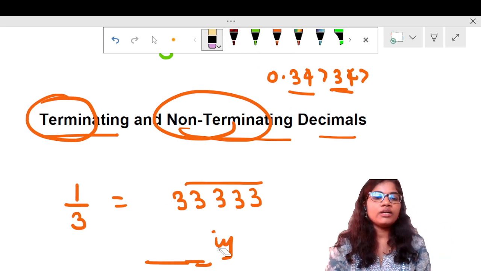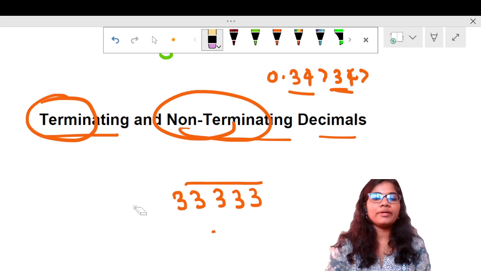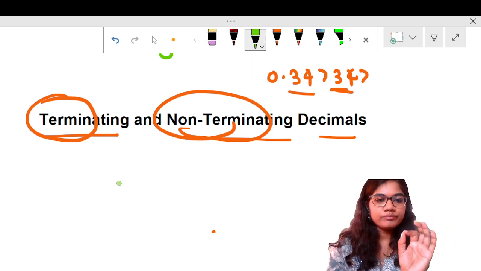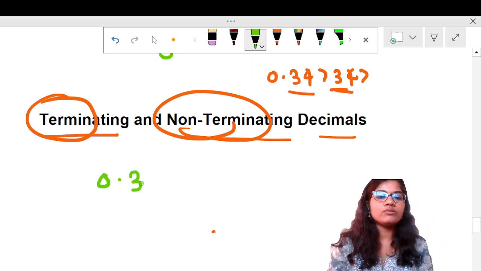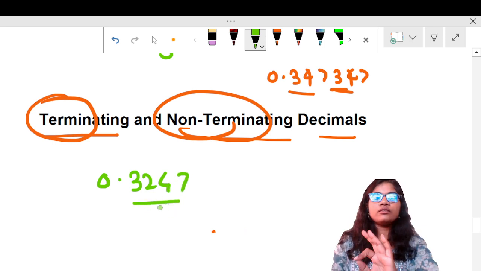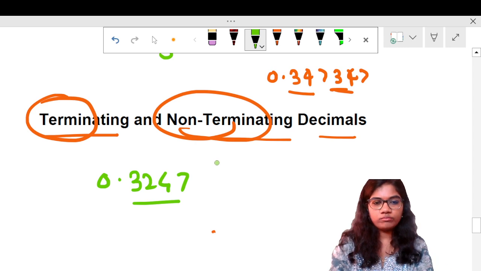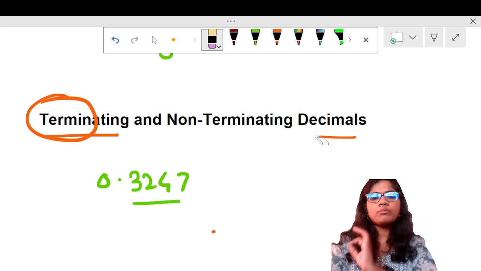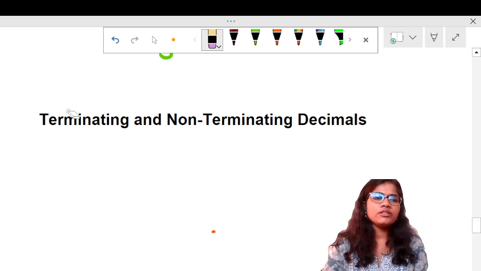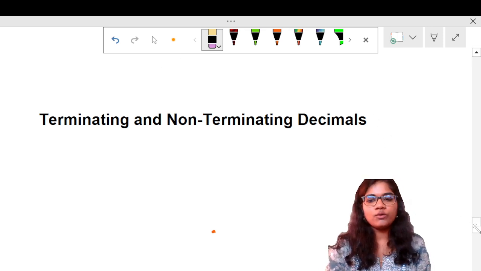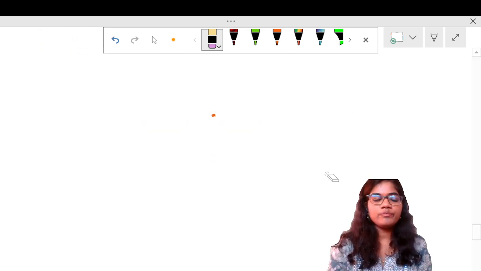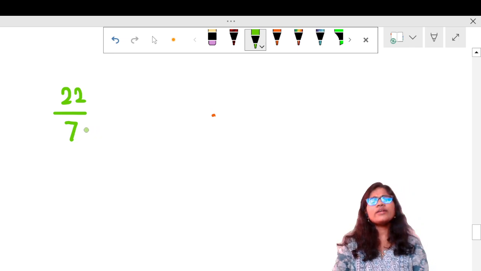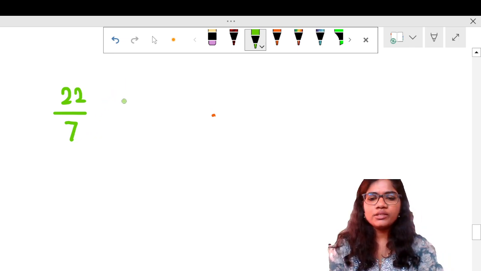And if any decimal is not repeating, that decimal is called a non-repeating decimal. But guys, we learned about rational numbers, right? Now I'm giving you one rational number: 22 upon 7. Can you tell me what the decimal form of this is?